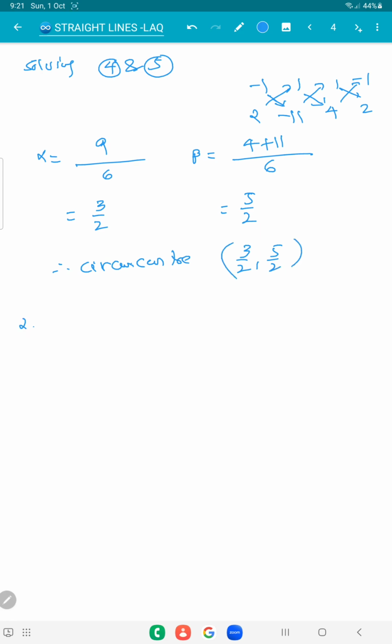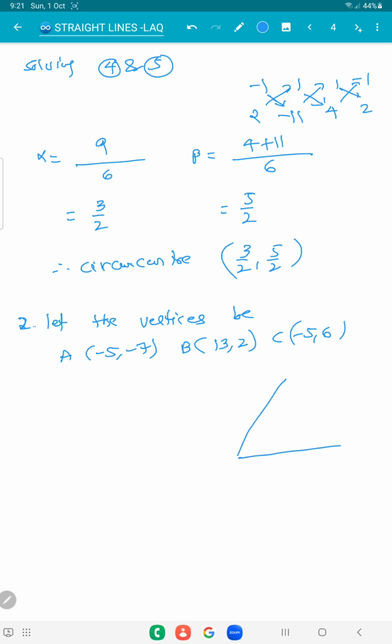Next question, second one is orthocenter of the triangle. Let the vertices be A(-5, -7), B(13, 2), C(-5, 6). Let us understand what is orthocenter. For orthocenter, we need the point of concurrence of the altitudes. Let the vertices be ABC. Let AD and BE be the altitudes through A and B respectively. Altitude means a line passing through a vertex and perpendicular to the opposite side.